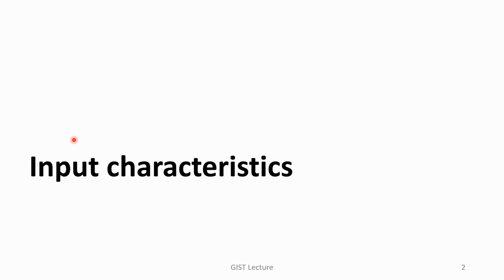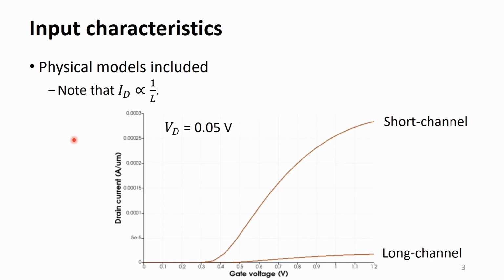First, we calculate the input characteristics. This figure compares ID versus VG curves for two devices. The drain voltage is small and the devices are in the triode mode. Since the drain current is inversely proportional to the channel length, the drain current is much higher for short channel MOSFET.